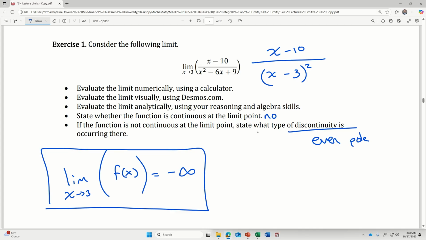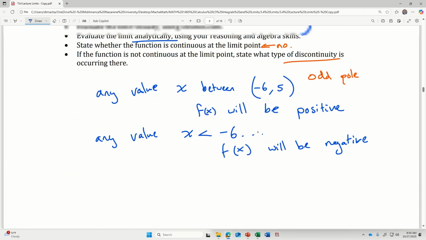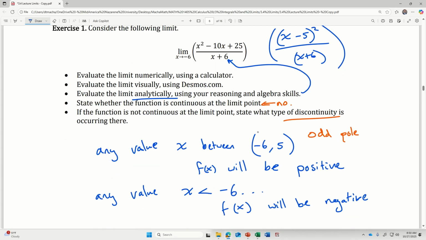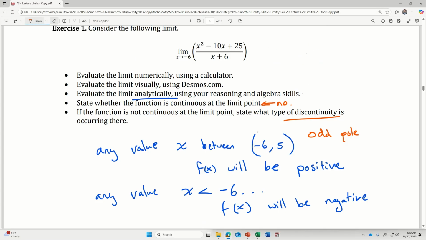Also, I think I forgot to finish the last problem, because in the last problem, we never said what the limit was. We said that this was going to be an odd pole, but what would I say about this limit? Since on the right side, my function was approaching positive infinity, and on the left side, my function was approaching negative infinity, this is a case where the left side limit and the right side limit are different, so we say the limit does not exist.